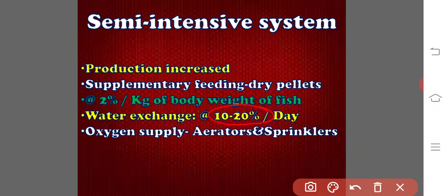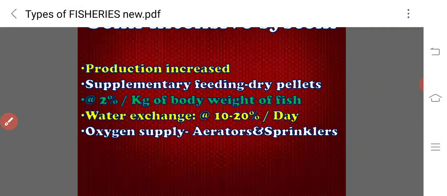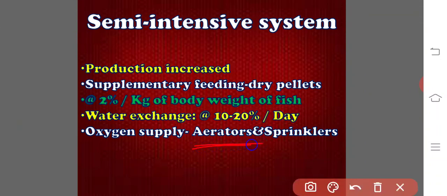For example, there are 1 lakh liters of water in the tank. Then what do we have to do? We have to remove 10,000 to 20,000 liters of water daily, and we have to refill it. Then the oxygen supply will be done by providing aerators or sprinklers. For example, if this is a stagnant water body without any waves or tides, then the oxygen available to the aquatic organisms will be reduced. As and when there is tidal movement, the water automatically receives oxygen from the air. So in order to facilitate the oxygen, we provide aerators and sprinklers.